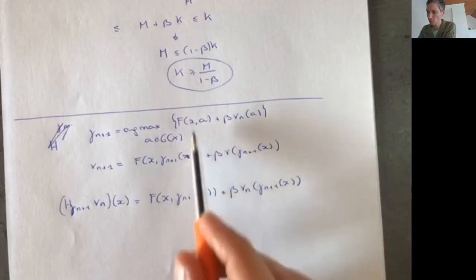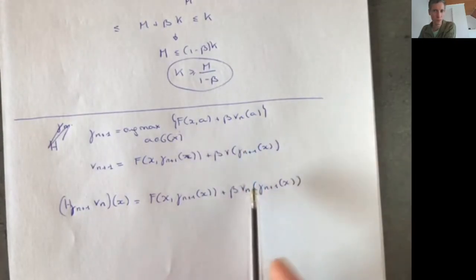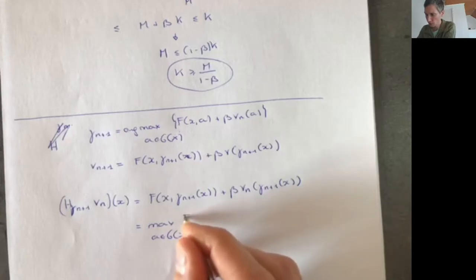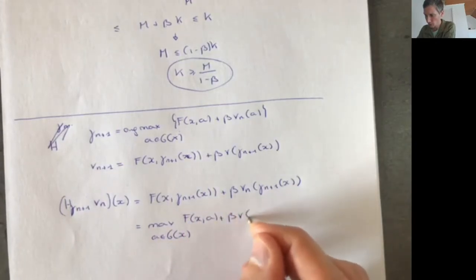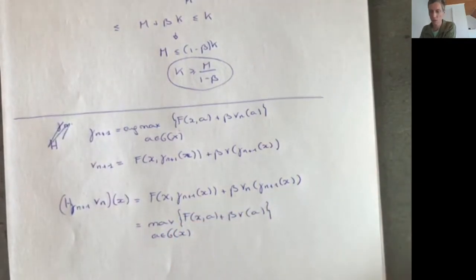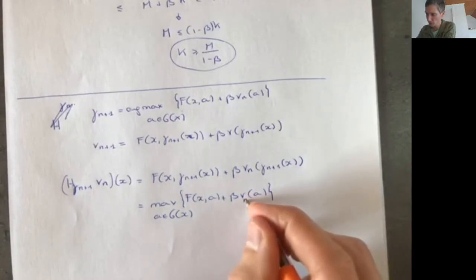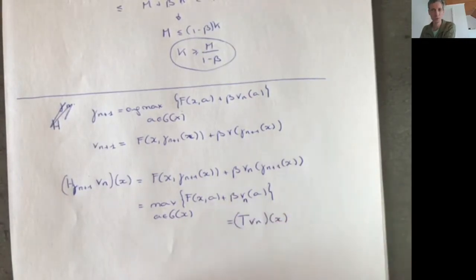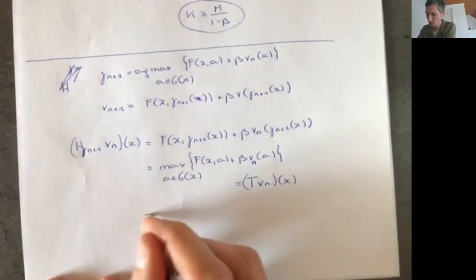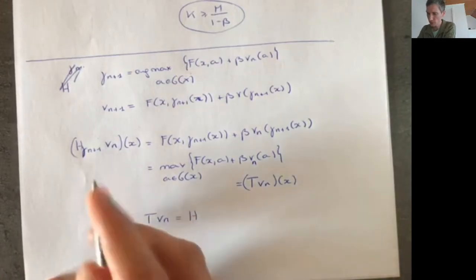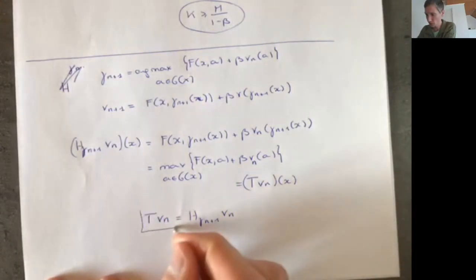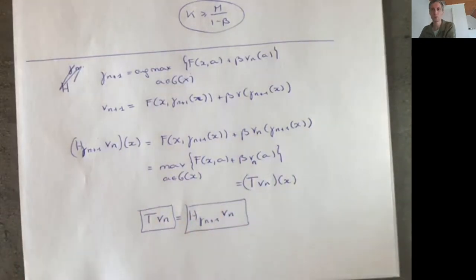And we know that gamma n plus 1 solves this maximization problem for v_n. So this is actually equal to the maximum over a in G of x of f(x, a) plus beta v_n(a), right? These two are by definition the same. And the max of this thing here is equal to T, the Bellman operator, applied to v_n at x. Okay, this shows that T of v_n is equal to the first iteration of H gamma n plus 1 applied to v_n, right? These two functions are going to produce the same function, and this is something that we will use in the other part of this proof.